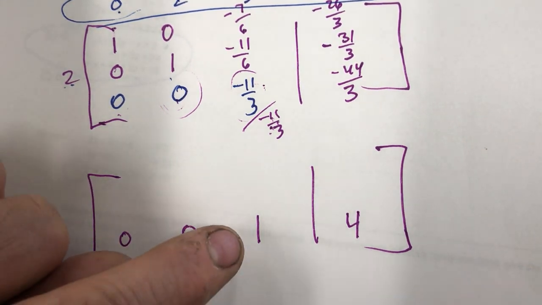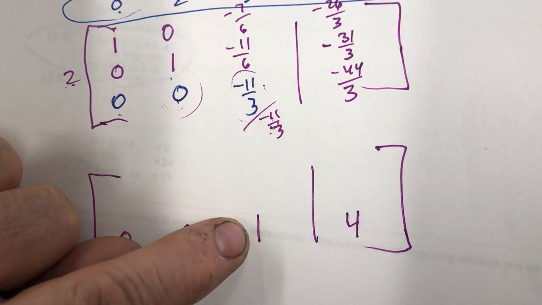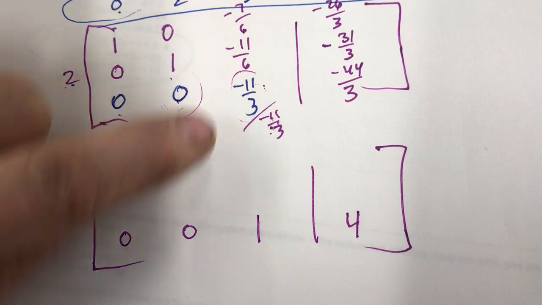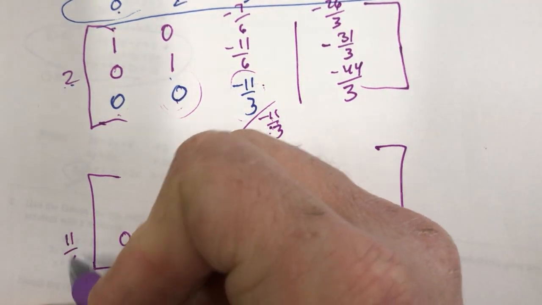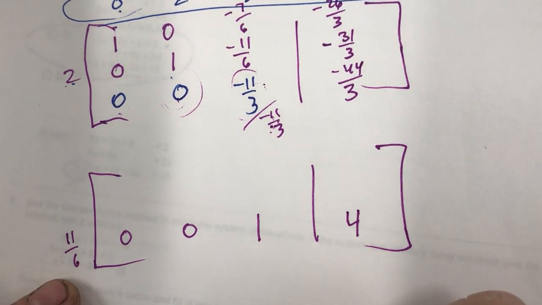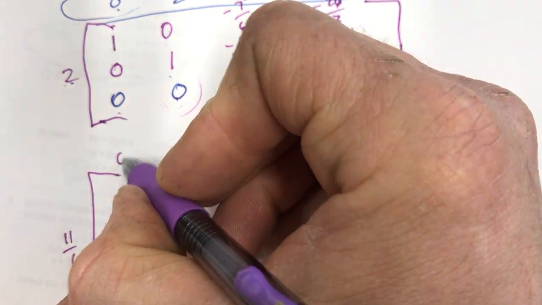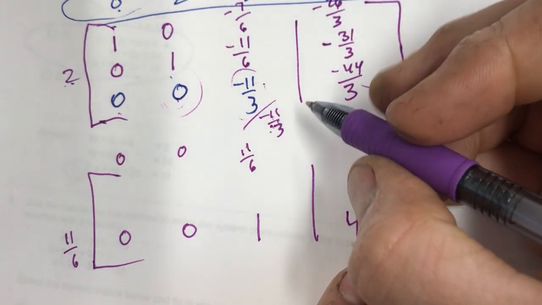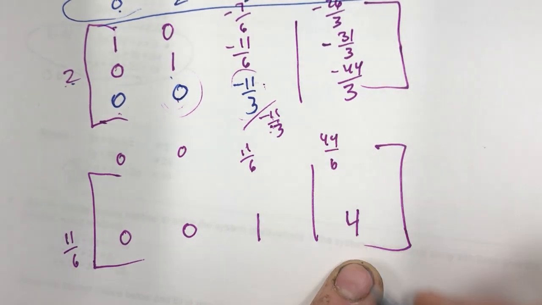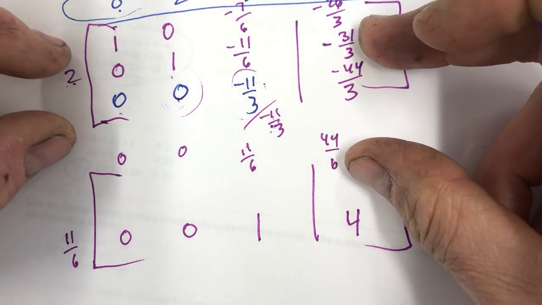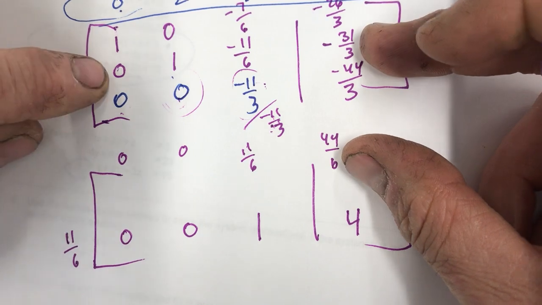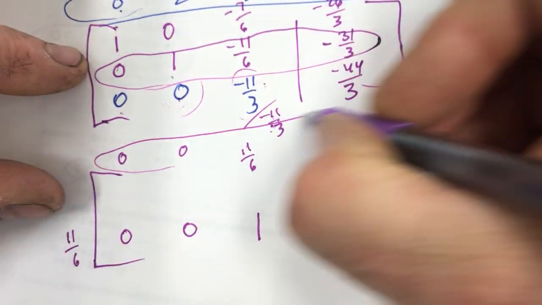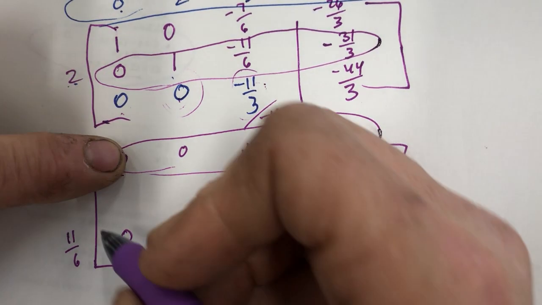Now, I could take this one and multiply it by 11 sixths to make that be 0. So I'm going to take 11 sixths times all this row. So 11 sixths times 0 is 0. 11 sixths times 0 is 0. 11 sixths times 1 is 11 sixths. 11 sixths times 4 is 44 over 6. And now I'll take these 2 and add them together right here. I'll circle it. This one and this. So 0 plus 0 would be 0.